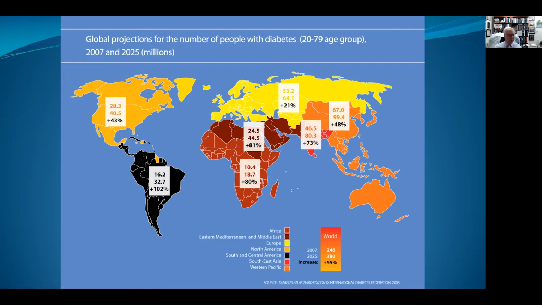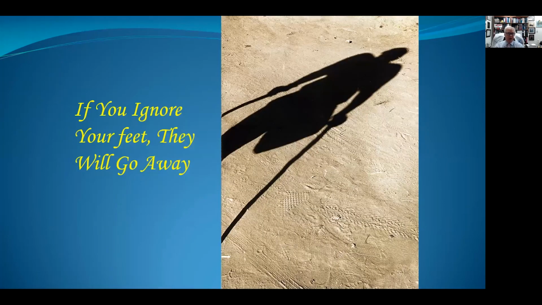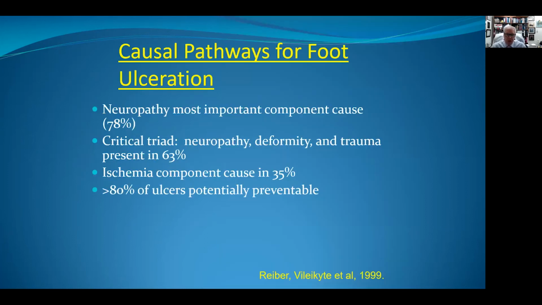Diabetes, we absolutely need to talk about diabetes because this is on the upswing. We live longer, we have a much greater incidence and prevalence of diabetes, particularly in third world medically underserved nations, and even in the United States we're seeing it. And I'd like to say that when the patient who has diabetes is immunocompromised and vascularly compromised, if you ignore your feet, they're going to go away. So education is really important here.